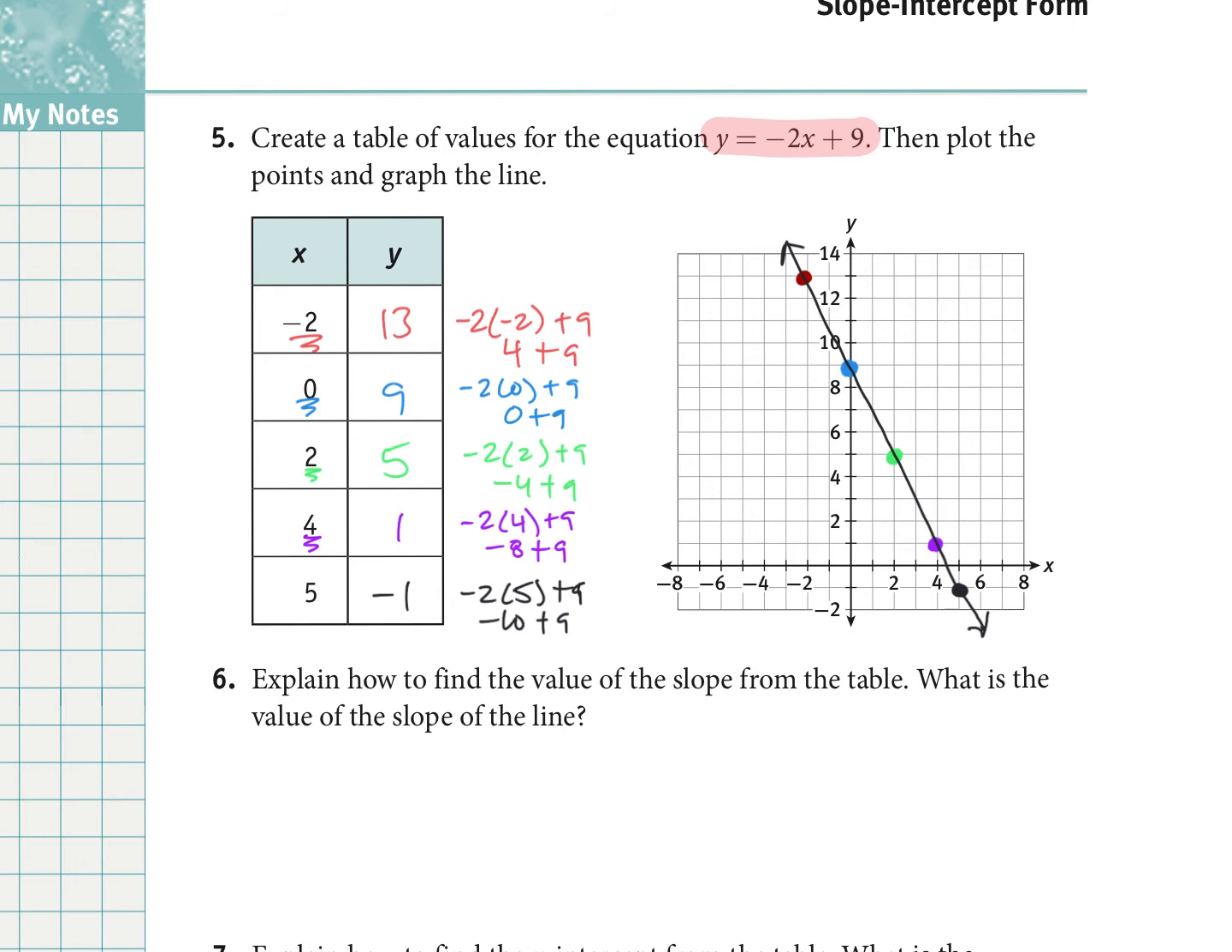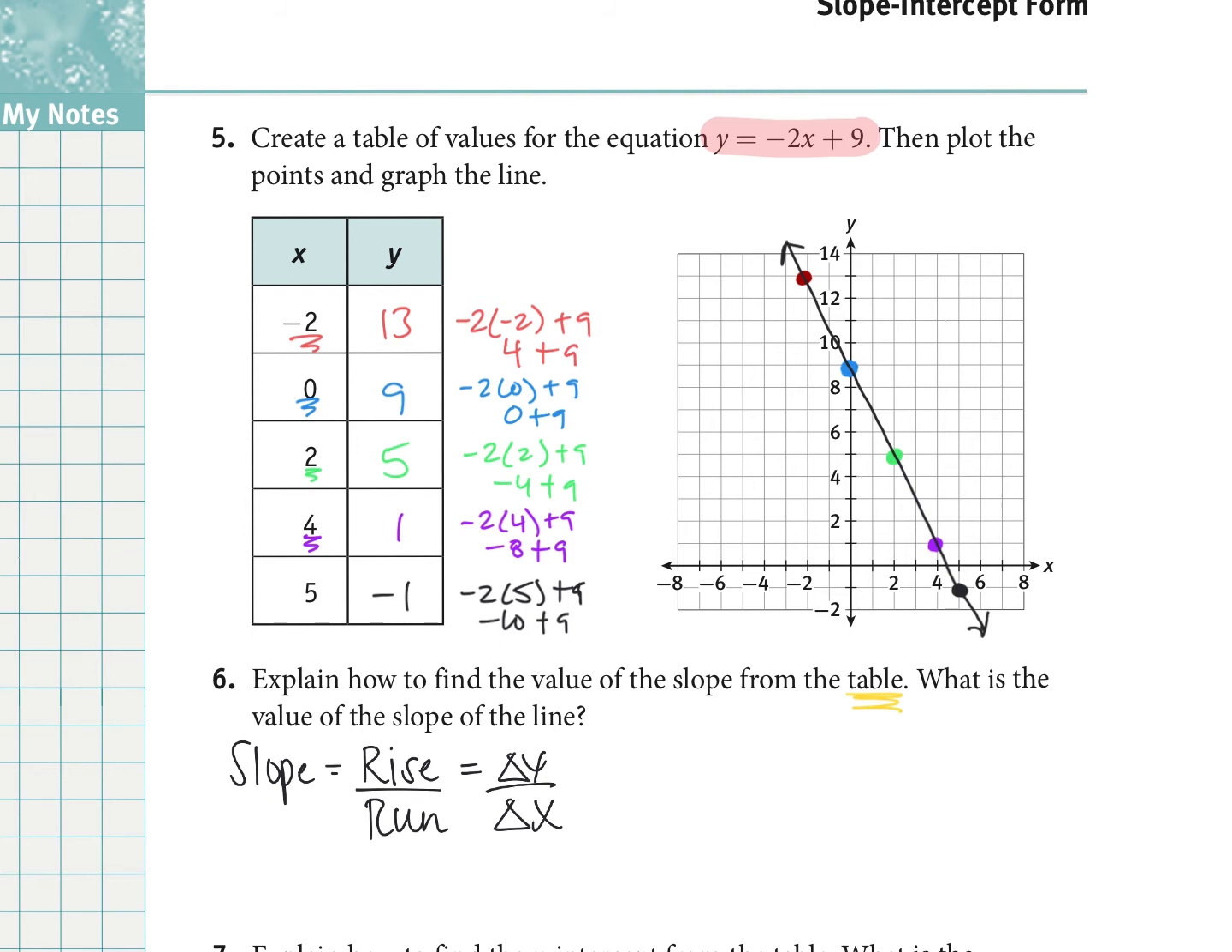So it's asking us to explain how to find the value of the slope from the table. Okay, so looking at this, the important part is it's from the table. Sure, could we find the slope from our graph? We totally could, but it wants us to look at how to do it from the table. So, do you remember how to do it from the table? I hope so. Remember, slope stands for our change in y over change in x. We could say that as rise over run. I'm writing both of these down, so we're familiar with both ways.